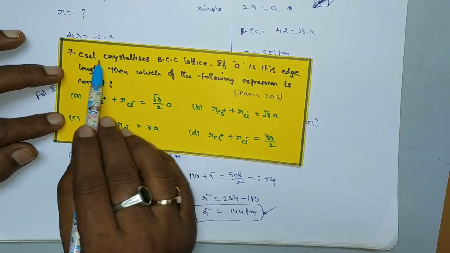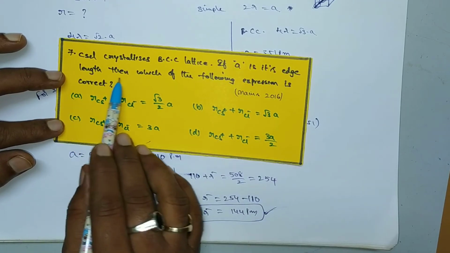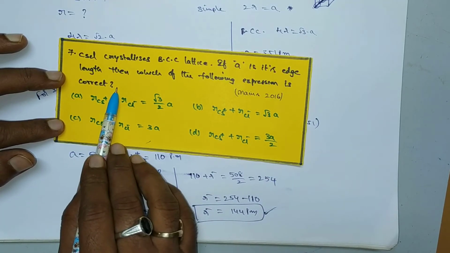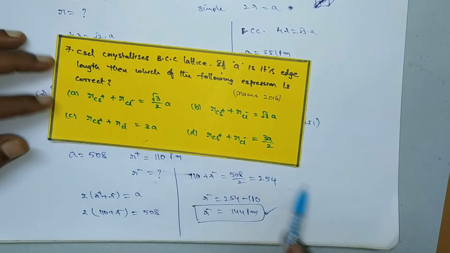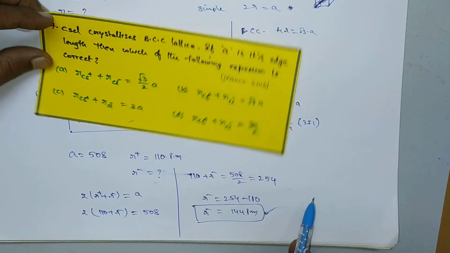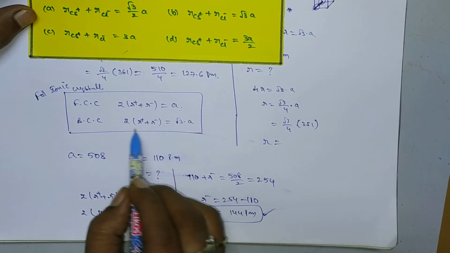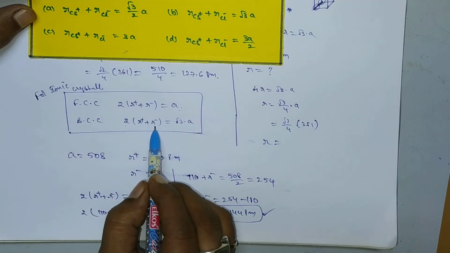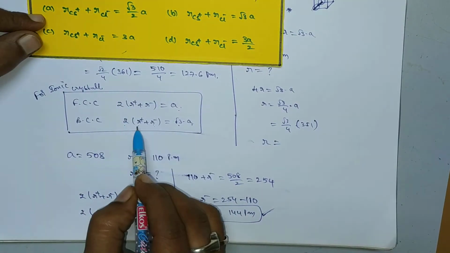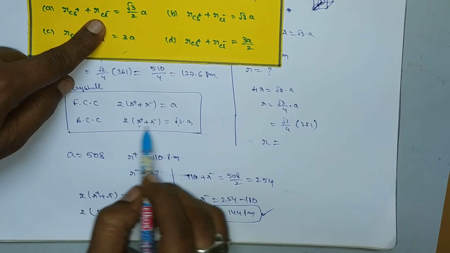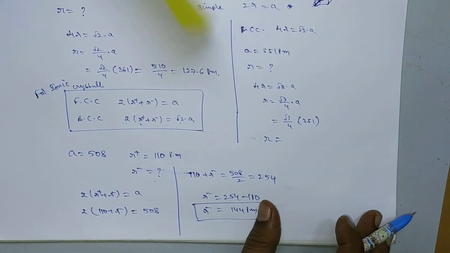The crystal cesium chloride crystallizes in BCC lattice. If a is the edge length, which of the following expressions is correct? So cesium chloride crystallizes in BCC lattice. What is the formula for BCC? This one: 2 into radius of cation plus anion equals root 3a. So here the option will be this one: radius of cesium plus radius of chloride is equal to root 3 by 2 into a. So the option is A. Okay, and next one.